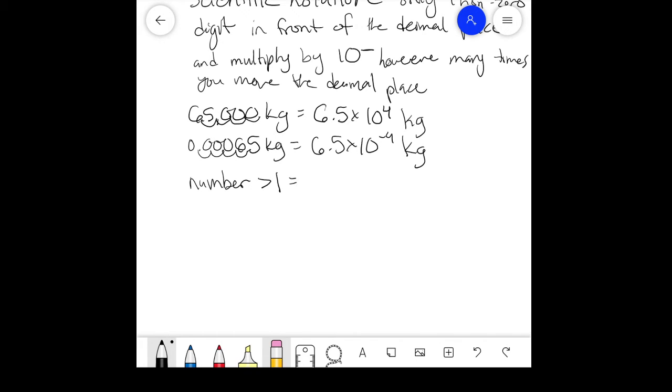So say you have a number greater than 1, that's going to be a positive exponent. Or if you have something with a positive exponent, that number is going to be greater than 1. And if the number is less than 1, it's going to be negative. And same for a negative exponent, that number is going to be less than 1. So that's all there is to scientific notation. We've used that a lot this year, so I think most people should be pretty good with that.